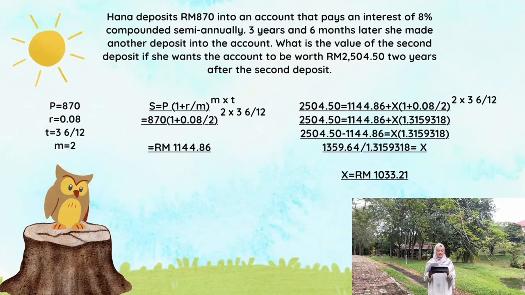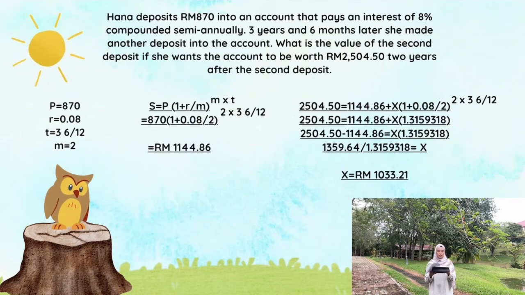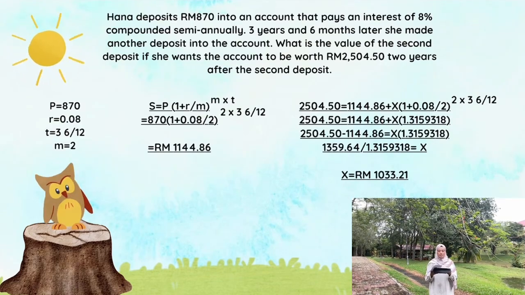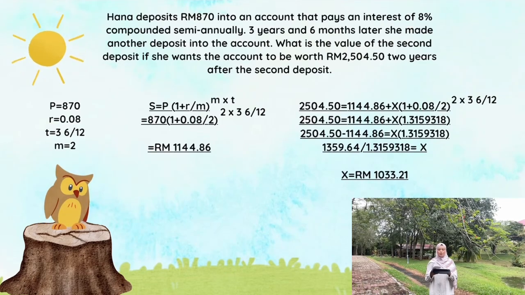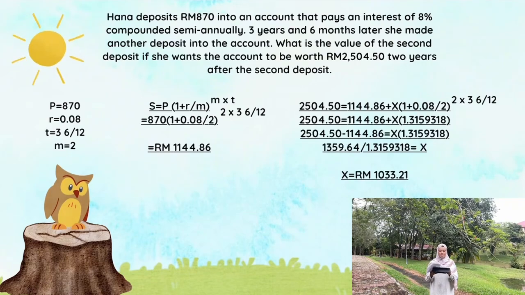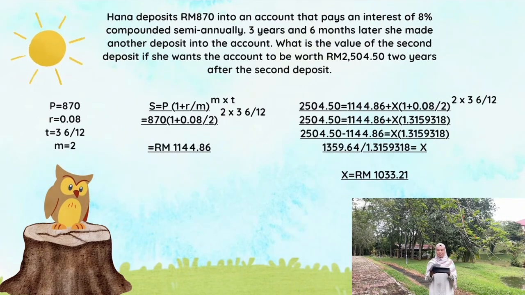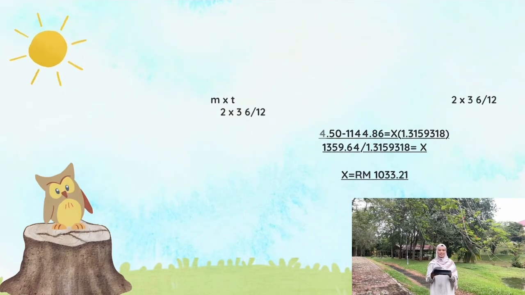After that, use the same formula to calculate how much the second deposit needs to grow in 2 years to meet the target. The first future value we need to add with the new P. Combine the two results to solve the second deposit, and we get 1,033 ringgit and 21 cents.